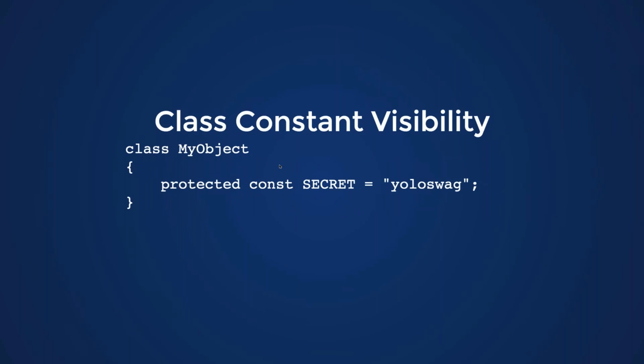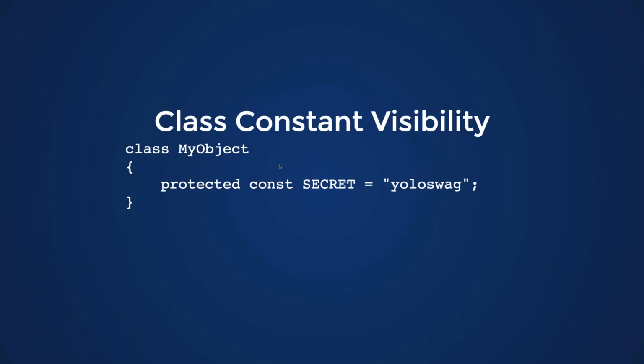So, second feature, class constant visibility. Now you can go into a class, and in this case, my object or extensions of my object will have access to this secret constant. But if you try to access that constant anywhere else, rather than having access to it from anywhere, like you would with the standard const keyword, it will throw an error, which we'll see in just a second.